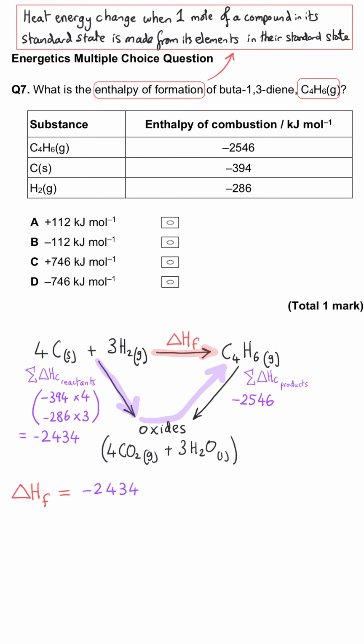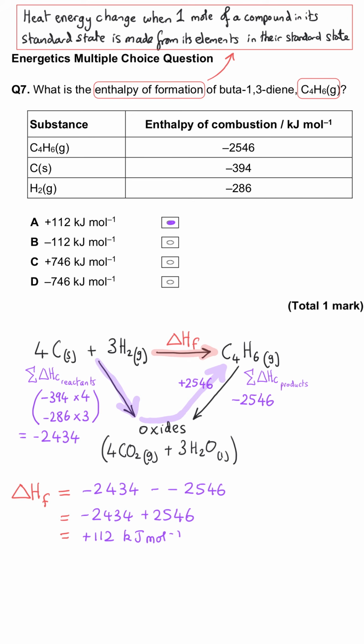And so the enthalpy of formation is equivalent to minus 2,434 minus 2,546. And the reason for that is starting at the base of the arrow and going down to the oxides is minus 2,546. And so going the opposite direction for that arrow is going to be minus of that. So plus 2,546. And so the enthalpy of formation is minus 2,434 plus 2,546, which is 112, which means that A is the correct answer.